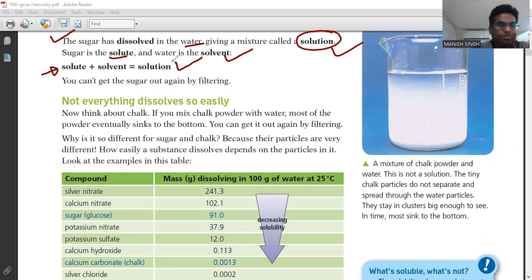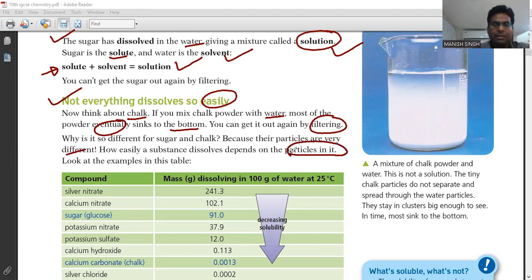Right. Now not everything dissolves so easily. Now think about chalk. If you mix chalk powder with water, most of the powder eventually sinks to the bottom. You can get it out again by filtering. Okay. Why is it so different for sugar and chalk? Because their particles are very different. So how easily a substance dissolves depends on the particles in it, right? So it totally depends on the particles of it.